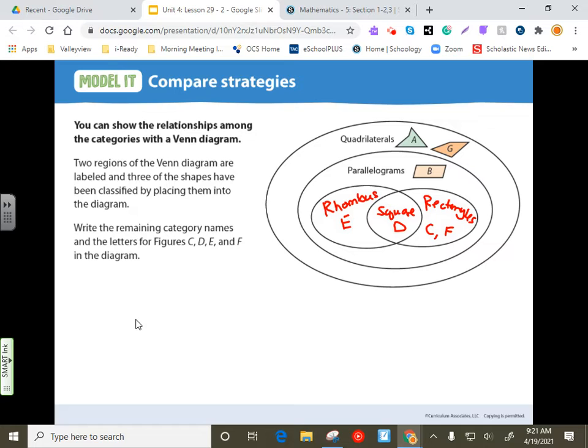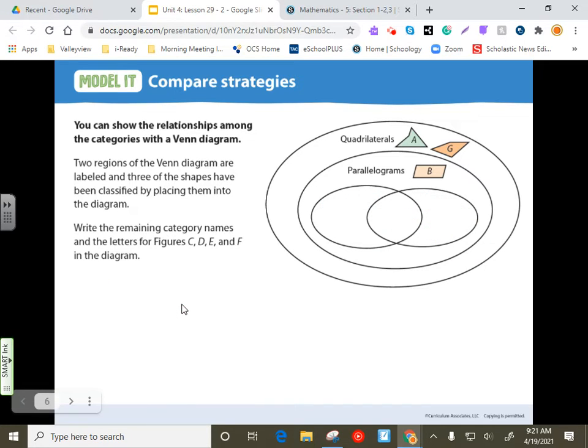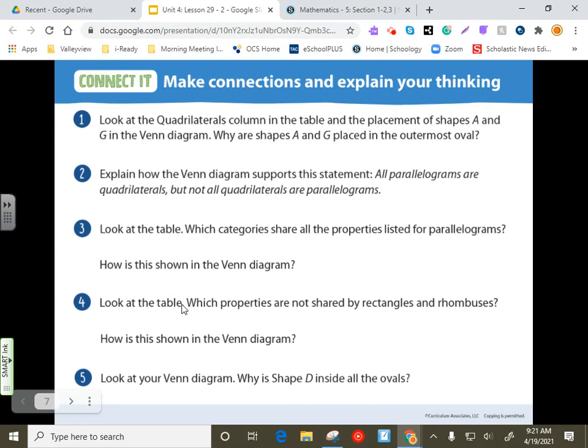All right, let's start these notes over here on the right. Gonna have to come back to that table a couple more times. Look at the quadrilaterals column in the table and the placement of shapes A and G in the Venn diagram. Why are shapes A and G placed in the outermost oval?